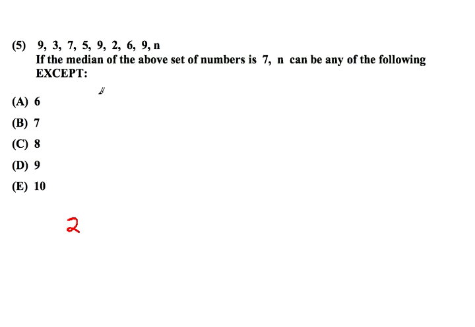So we have a 2, and it helps to cross them out as you use them. And then a 3. Next we have a 5, and a 6, and a 7, and 3 9s. And on most of these, what you're interested in is anything that changes the median. So a condition of the problem is that the median has to be 7.